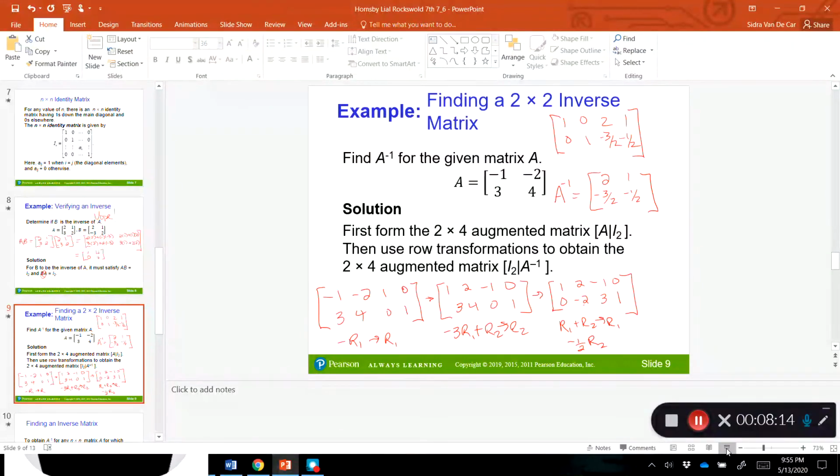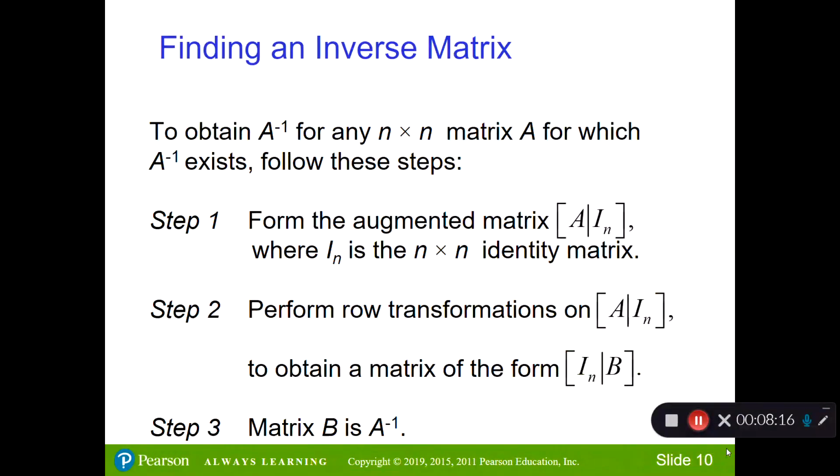Now, that's our process for finding the inverse of the matrix. We just make the identity matrix at the end of our augmented matrix, and then do row transformations to switch places so that the identity matrix is over here, then whatever is over here is our inverse matrix.